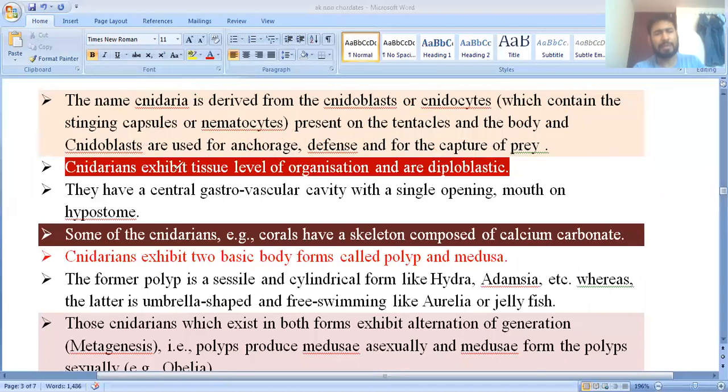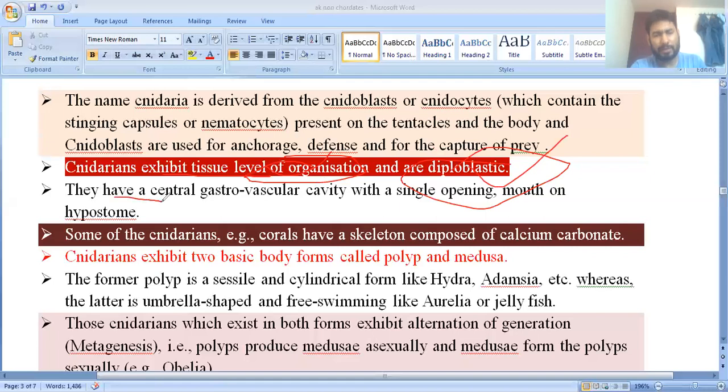Cnidarians exhibit tissue level organization. In the last episode I discussed the different levels of organization. Protoplasmic organization is found in protozoa. Cellular level organization is found in Porifera. Tissue level organization is found in Coelenterata. They are diploblastic animals. During embryonic development, our body has three germ layers: ectoderm, mesoderm, and endoderm. But Coelenterata have only two layers, ectoderm and endoderm. In place of mesoderm, they have an undifferentiated mass called mesoglea. So they are considered diploblastic animals.